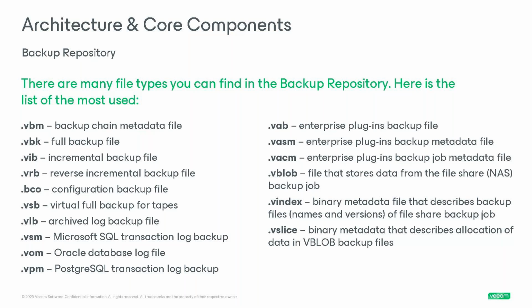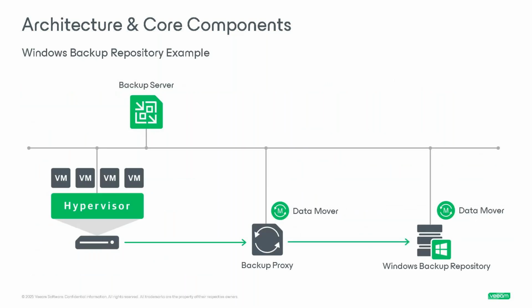The vblob, the vindex, and the vslice are related to file share or NAS backup or unstructured data backup, depending on how you define or look at it. The blob index just stores data about the file share in production. The vindex is a metadata file that describes the backup files and the information related to it in the versioning. Vslice is just the allocation of the data in the vblob backup file. So those three work in tandem for that type of job, and those are pretty common extensions.